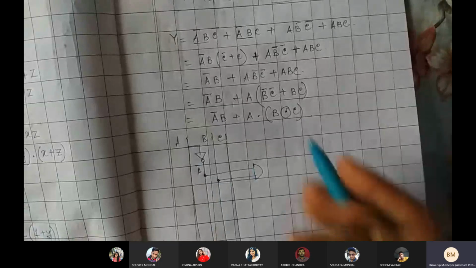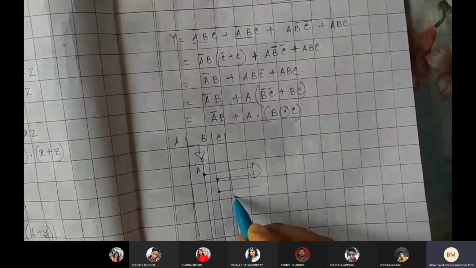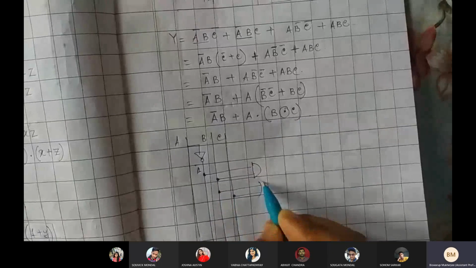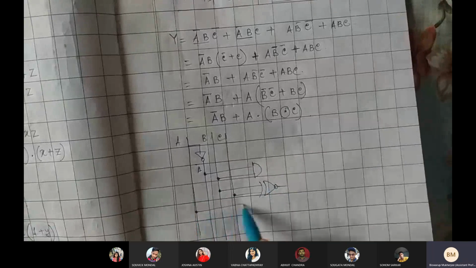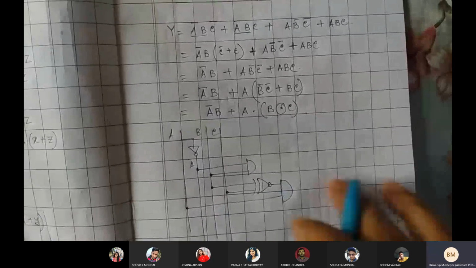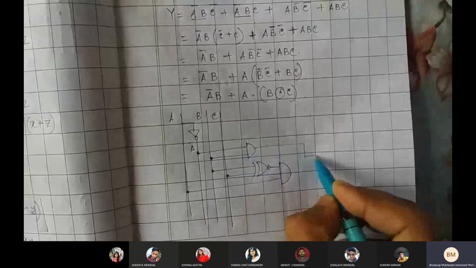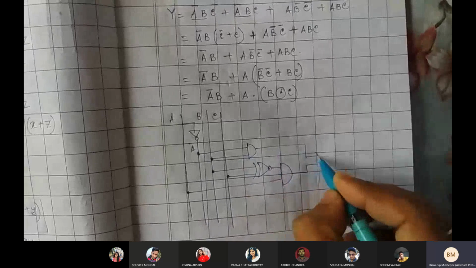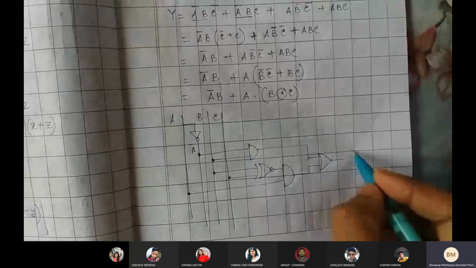We'll be placing one AND gate. Then we'll be having b XOR C. So in between b and c, we should place one XNOR gate along with a dot. That means there will be an AND operation between these two. And finally, these two outputs are required to be ORed. এটাকে OR operation করতে হবে. Okay, so this would be my output Y.